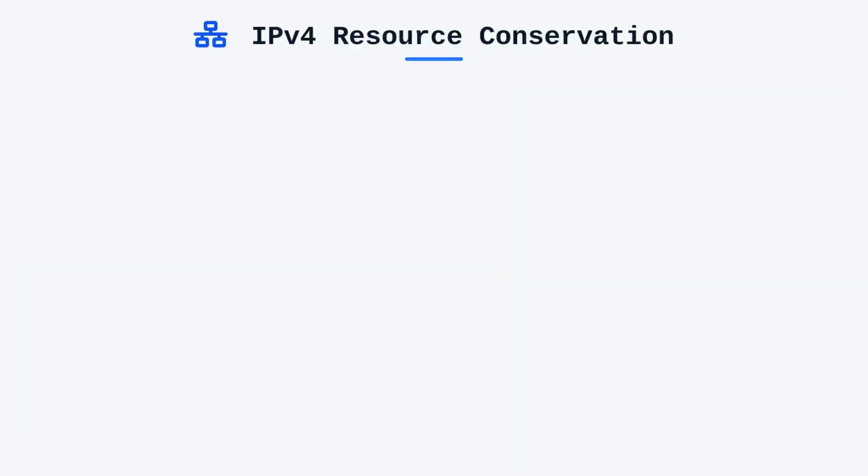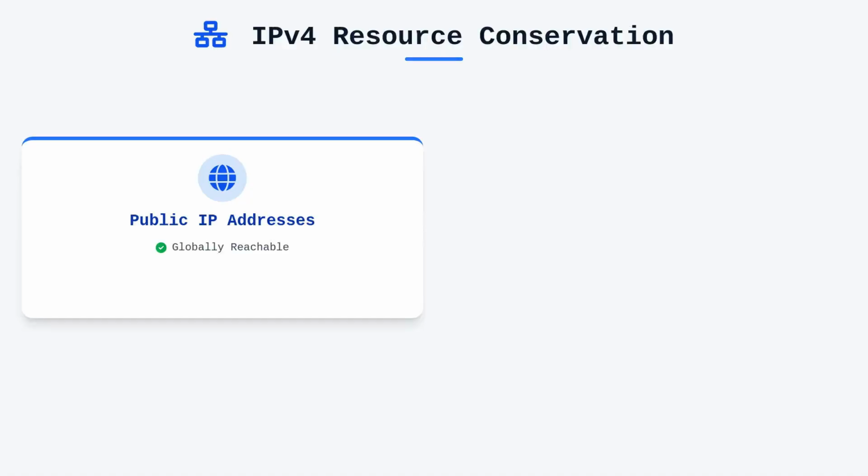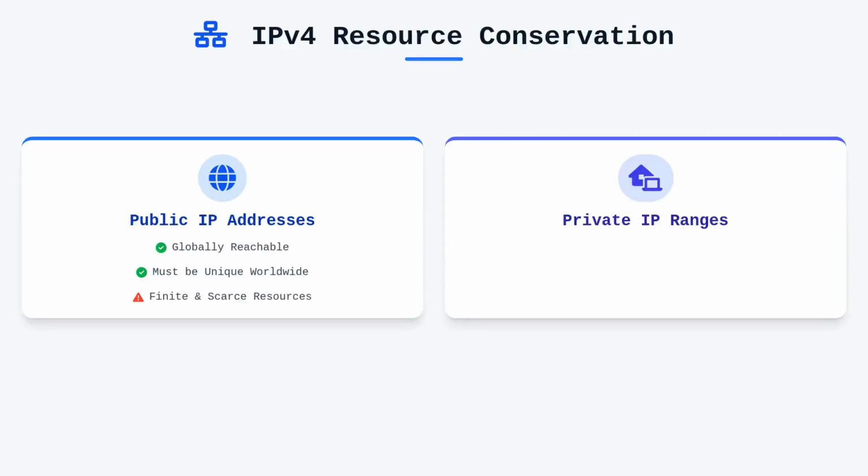To conserve depleted IPv4 resources, the networking community established clear distinctions between public and private IP ranges. Public addresses are globally reachable and must be unique across the entire internet, which creates scarcity as these addresses are finite. Conversely, private address ranges like those defined in RFC 1918, such as 192.168.0.0/16 or 10.0.0.0/8, are reserved for internal use within local networks and are not routable on the public web.